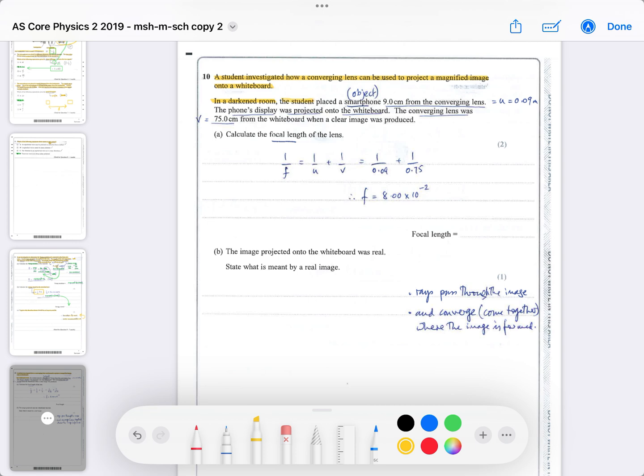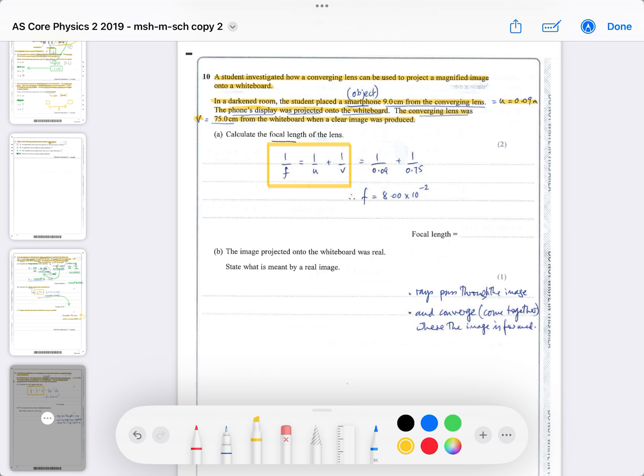In a darkened room, the student placed a smartphone, which is the object in the image formation, 9.0 centimeters from the converging lens. Okay, that means U in the equation is 0.09 meters, and the phone's display was then projected through the lens onto the whiteboard. The converging lens was 75 centimeters from the whiteboard when a clear image was produced. So if you put it the right distance, you can get a clear image, and that means V in the equation 1 over F equals 1 over U plus 1 over V, where U is the distance from the object to the lens, and V is the distance of the image to the lens.